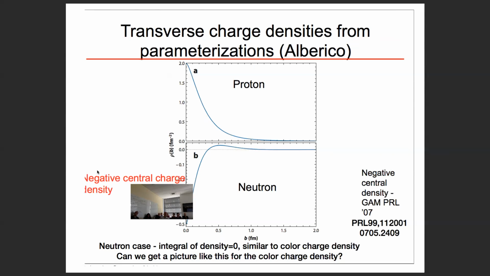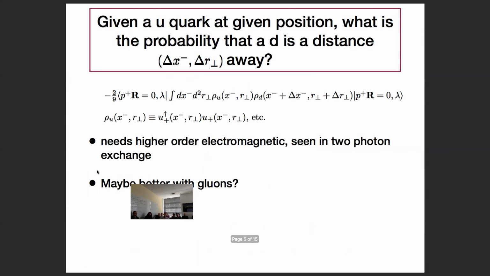So the question is, can we ultimately get a picture like this for color charge density? There are many questions that I won't answer, because that's why I left it as a question. Now, going along the line of electromagnetism, I can ask a more detailed question based on the first operator I wrote.